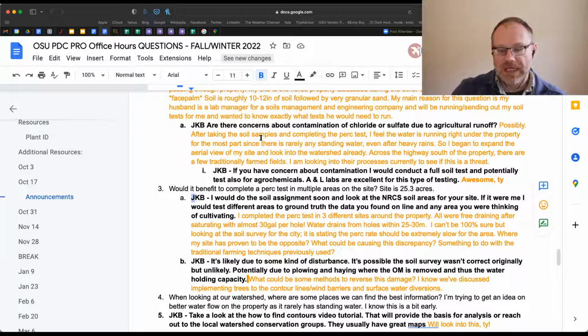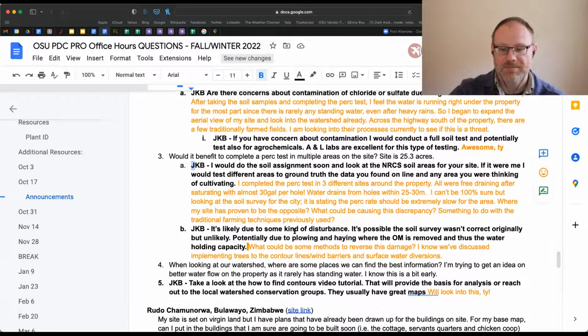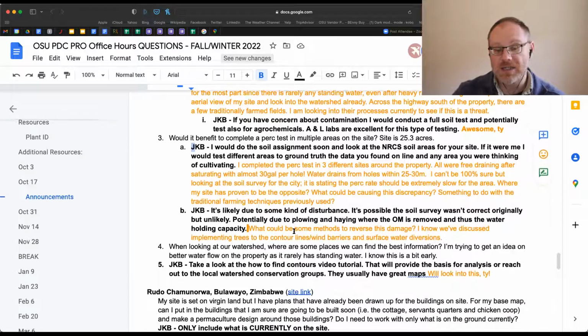So generally what I'm thinking is that it's possible that the soil survey wasn't correctly created originally, but it's unlikely. So it's probably due to plowing, probably due to haying. And usually with plowing over time, you'll get what's called hardpan, because you'll get an area that becomes compacted below the tine of the plow.